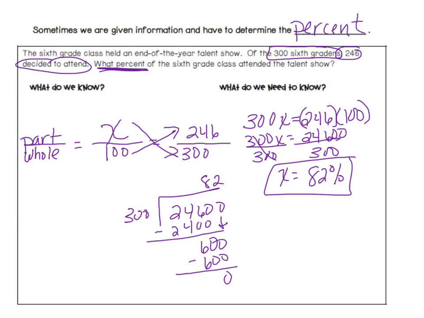It is crucial that you include that percent sign. Without that percent sign, you're giving me a very different number. Think of it like pizzas. 82% of a pizza is very different than 82 pizzas.